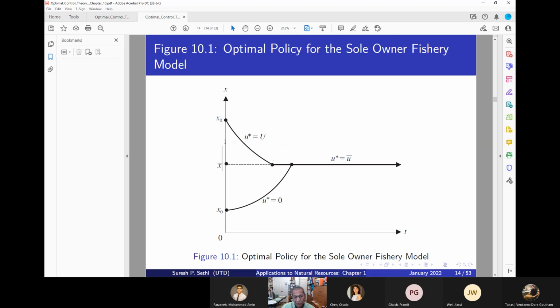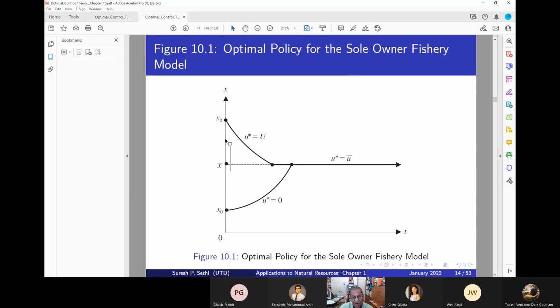If I give you the golden rule, and if I want to maintain the maximum biomass, optimal biomass all the way, then I will just go like this. I will do the golden rule control and I will stay there. But it's not optimal, right? The optimal will say, take the golden rule level and then decrease to x bar and then stay here.